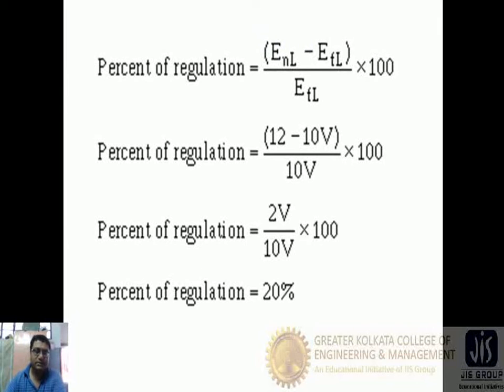So let us take an example of this percentage. The percentage of voltage regulation is E_NL minus E_FL divided by E_FL into 100. We just put some values. In the no load condition it is 12 volt, and in the full load condition the voltage is 10 volt. So 12 volt minus 10 volt divided by 10 volt into 100. So the regulation is 2 volt divided by 10 into 100, so the percentage of regulation is 20%. This is an example where you can see a mathematical representation of percentage of voltage regulation.